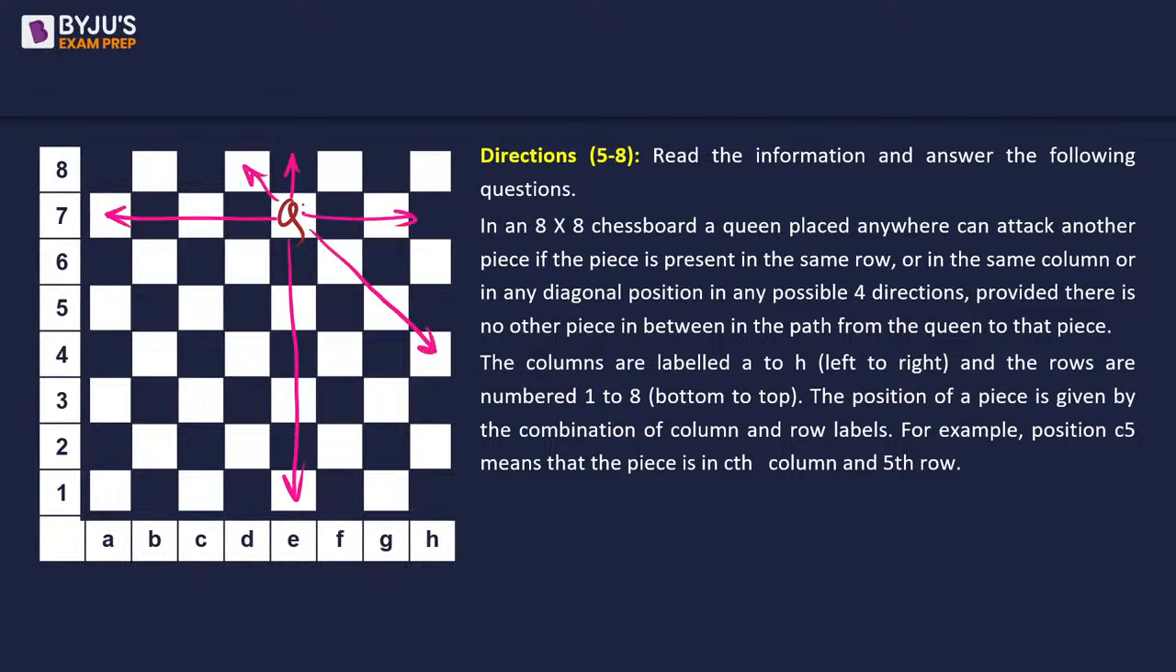Now, it is given that the columns are labeled from A to H, from left to right, and the rows are numbered from 1 to 8 from bottom to top. The position of a piece is given by the combination of column and row labels. For example, C5: you go to C, you go to 5 and see where they meet up. This means the piece is in column C and fifth row. Okay, this is how exactly a chessboard is.